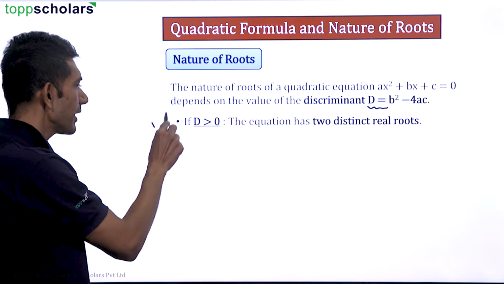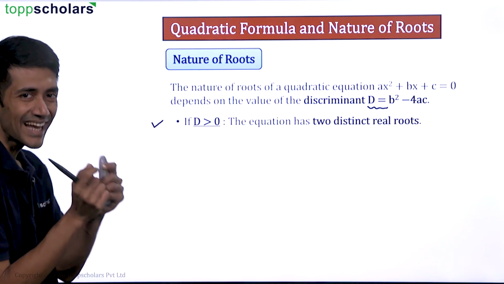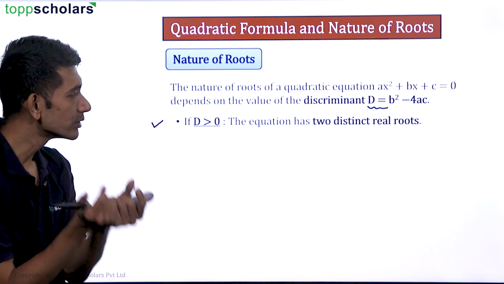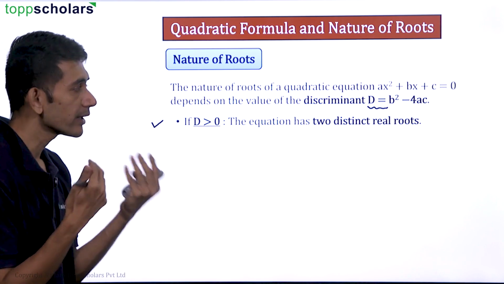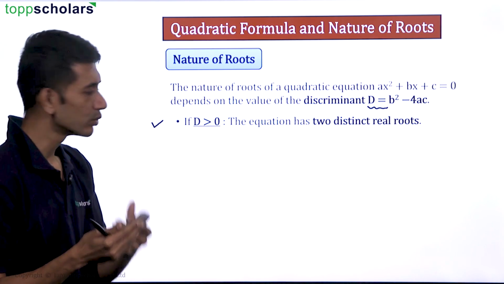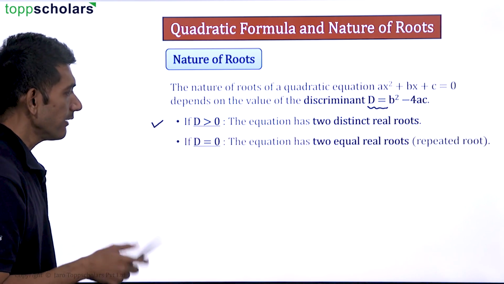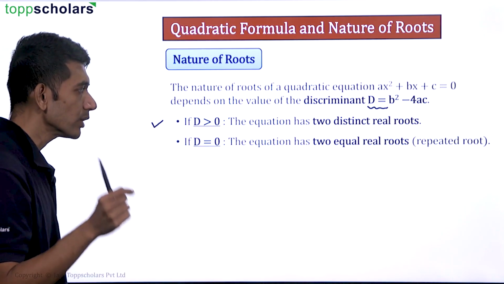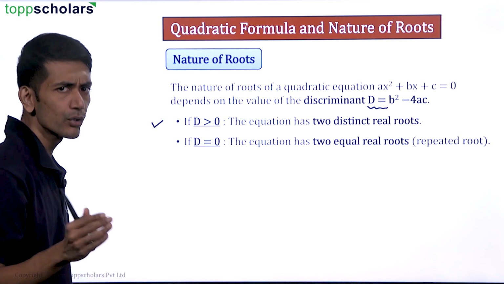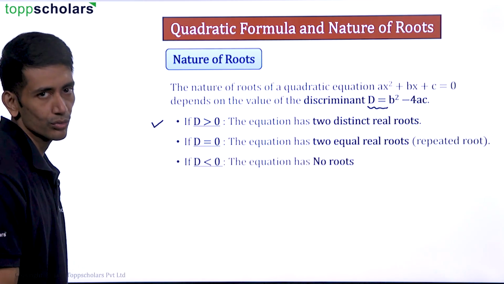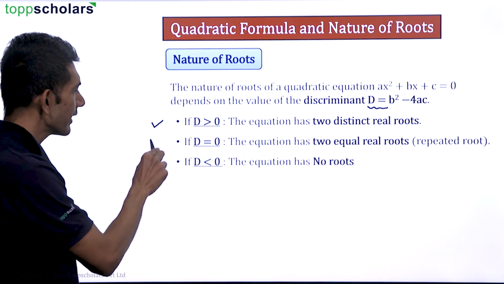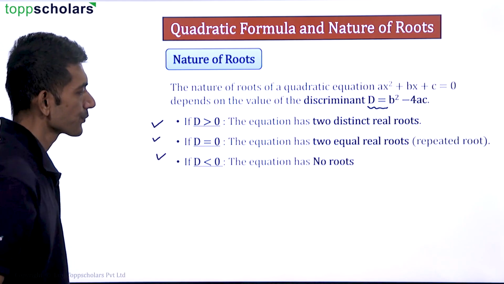If discriminant is greater than 0, then it has two distinct real roots. Distinct means different. Real means real numbers. So two distinct real number roots. If d is equal to 0, it has two equal real roots. And if d is less than 0, it has no real roots. So these are the three conditions that you need to know.